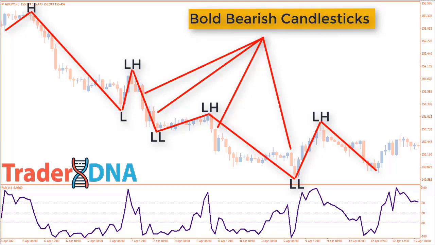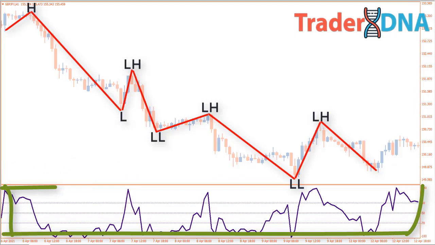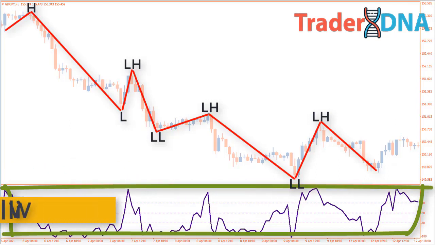The downside price movement is preceded by big bearish candlesticks. This confirms the momentum behind the trend. Now, it's time to focus on the Williams %R. This is the best momentum indicator, which brings us to the next step of our momentum indicator strategy.